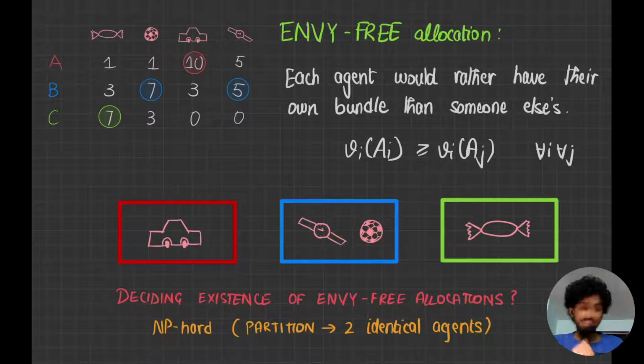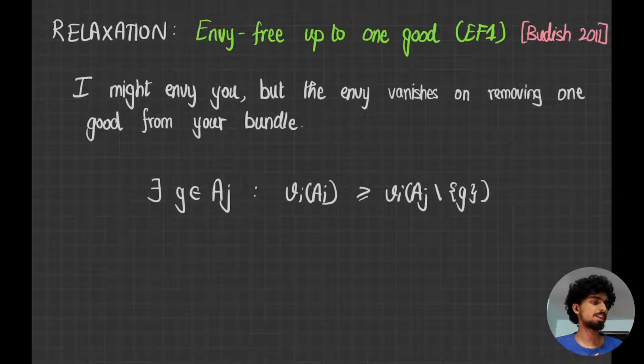So it doesn't always exist, and it's hard to even decide if an envy-free allocation exists. We want approximate notions of envy-freeness, one of which is envy-freeness up to one good. This is a well-studied notion of fairness. For example, in course allocation that we discussed, EF1 allocations have been used. And what's envy-freeness up to one good?